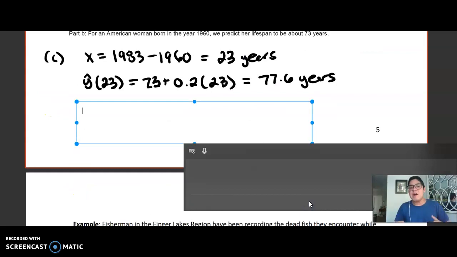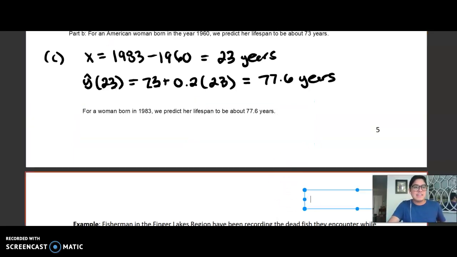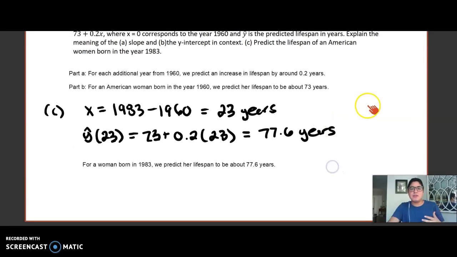And so let's interpret this result here, because the model, the prediction, great, we can plug things in, but the power of statistics is interpreting what that story means. So for a woman born in 1983, we predict her lifespan to be about 77.6 years. So nothing too crazy, right? She's not living to be infinity. She's just gained some insight there. She's gained additional years. So that seems like a relatively accurate prediction there.